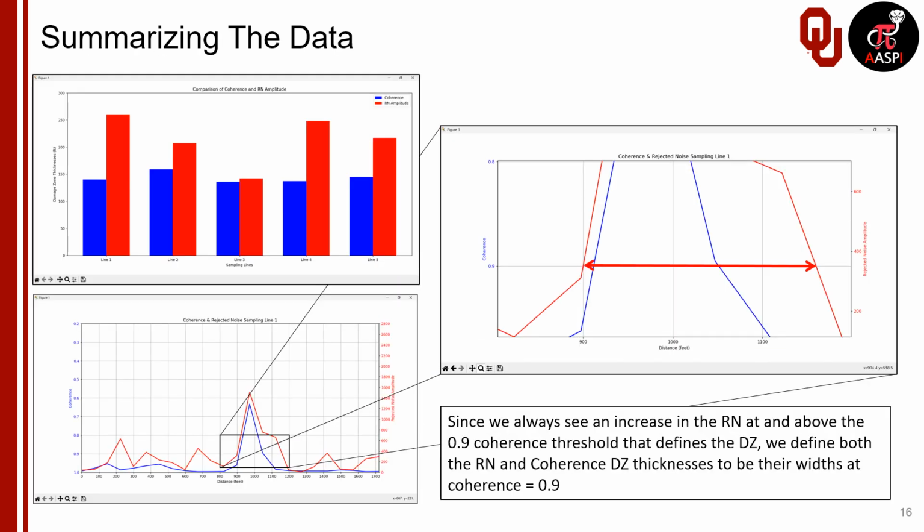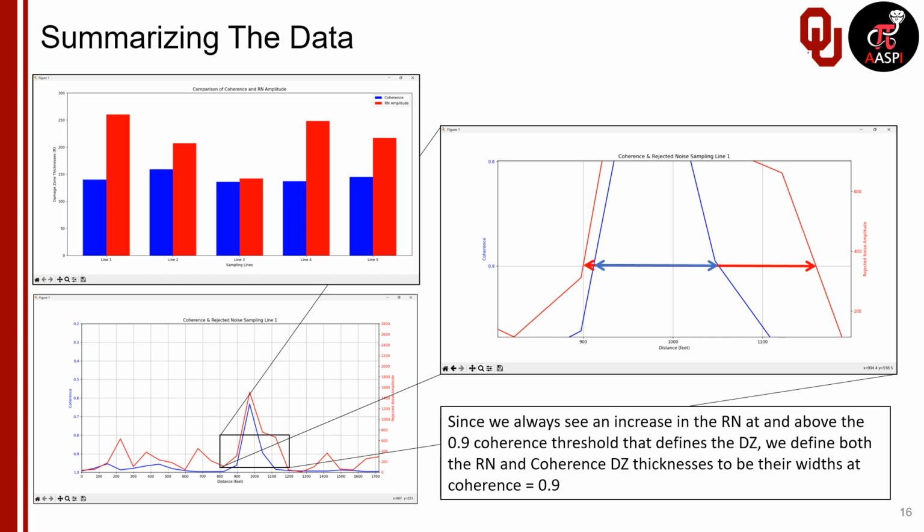Now here is the summary of the data. In the top right, again, that is how I'm interpreting these damage zone thicknesses. Since we always see an increase in the rejected noise and the coherence at and above that 0.9 coherence threshold that defines the boundary between damage zone and protolith, we define both the rejected noise and coherence damage zone thicknesses to be their widths at and above coherence equals 0.9.